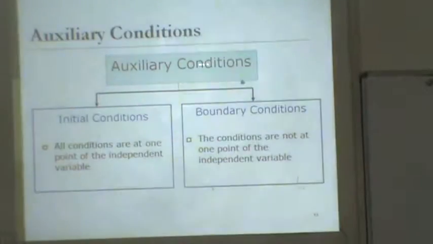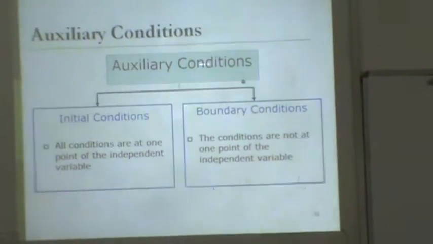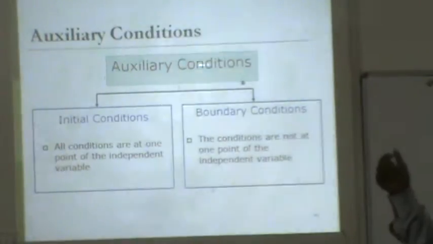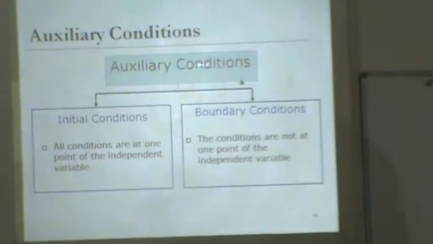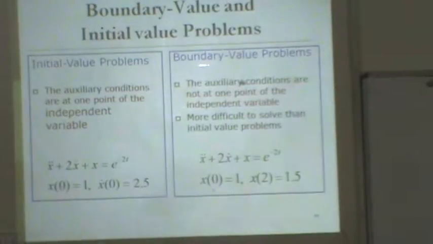Suppose x of 0 is equal to 0 and x of 0 is equal to 1, then that is called the initial condition. X of 0 is equal to 0 and x of 5 is equal to 1, then that is called the boundary condition. So we should understand the difference between initial and boundary condition for finding the particular solution.